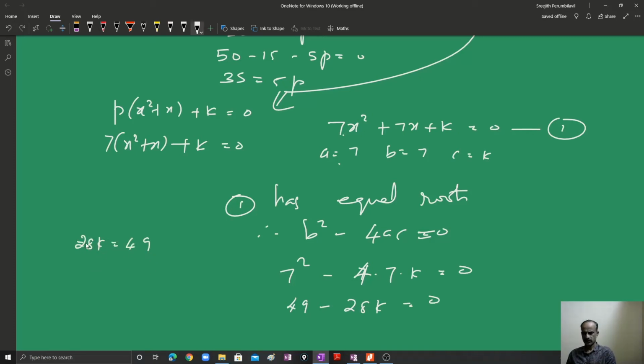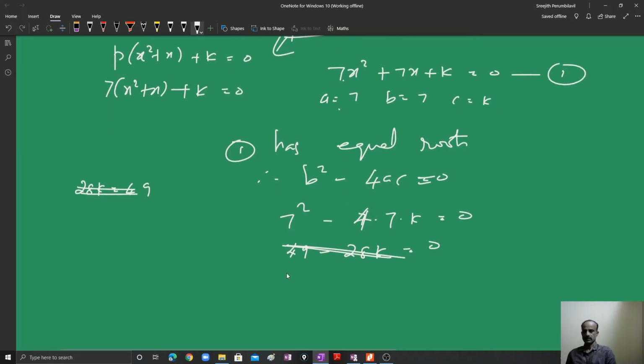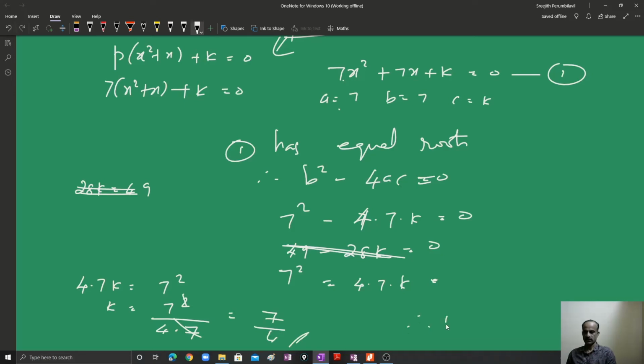Or why do we write like this? No need of this. We write like this: 7 square is equal to 4 into 7 into k. Or 4 into 7 into k is equal to 7 square. K is equal to 7 square divided by 4 into 7. And 7 cancels. Therefore k equal to 7 by 4.